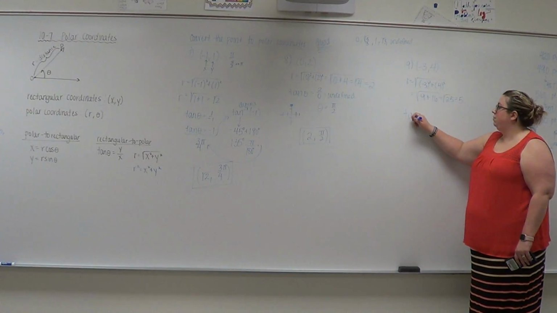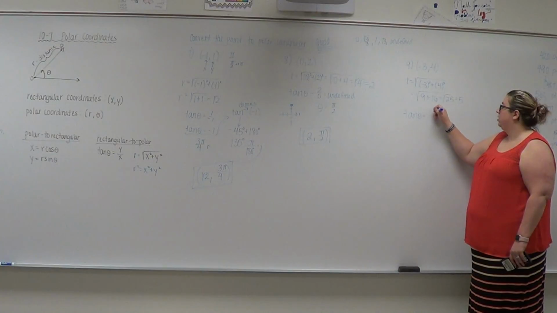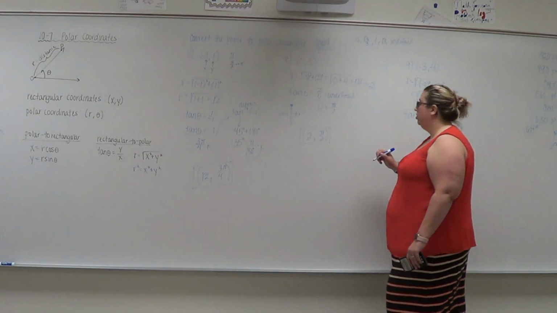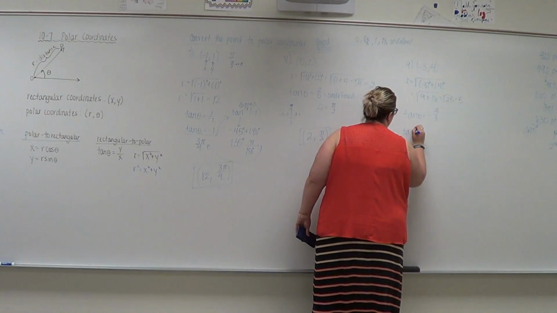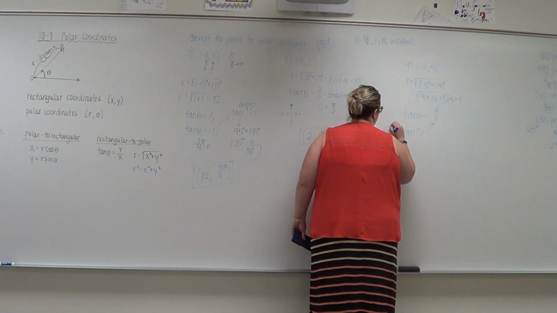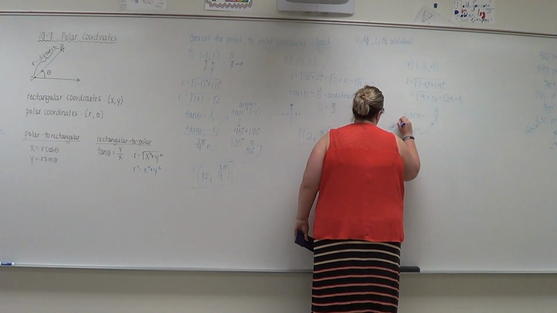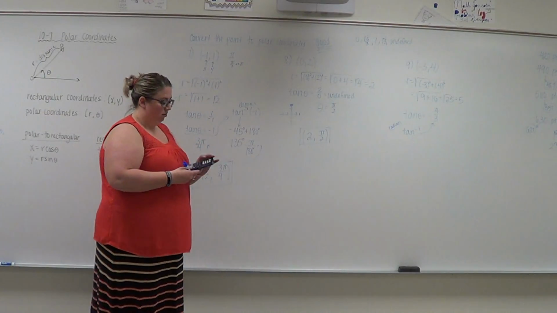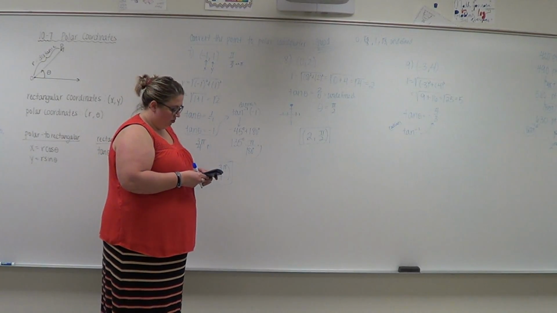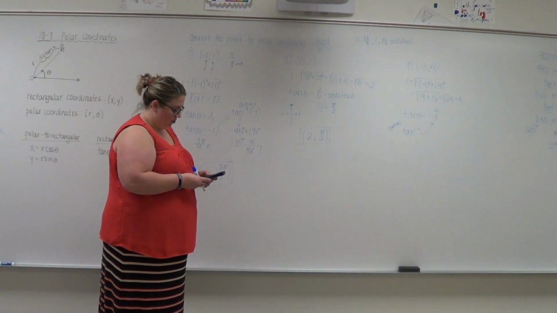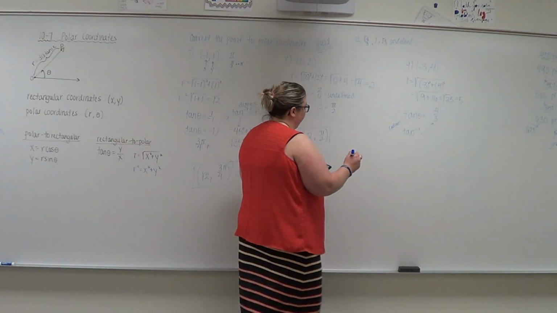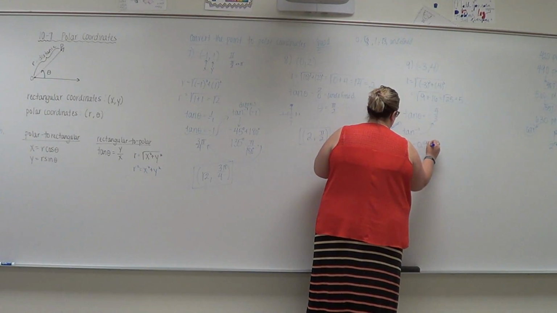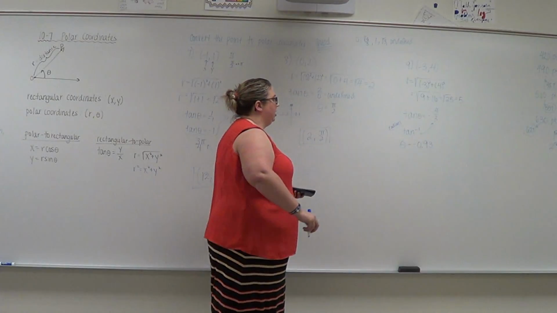Okay, now if I find my tangent, negative 4/3 is not on your calculator, or it's not on the unit circle. So I'm going to do tan inverse of that number, and make sure your calculator is in radians, because you want your theta in radians. Okay, so I got negative 0.93.